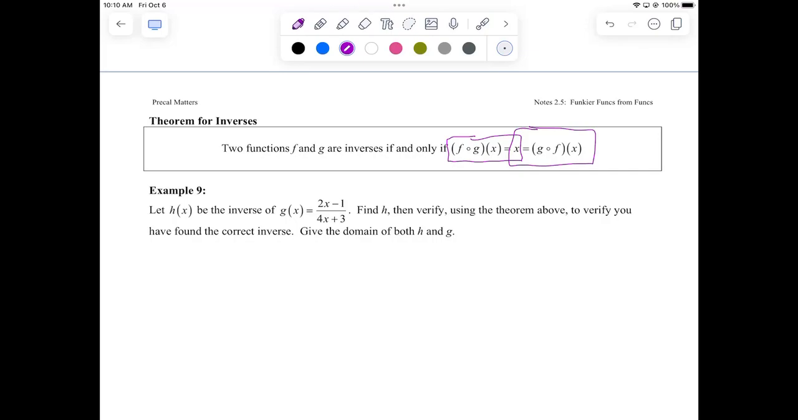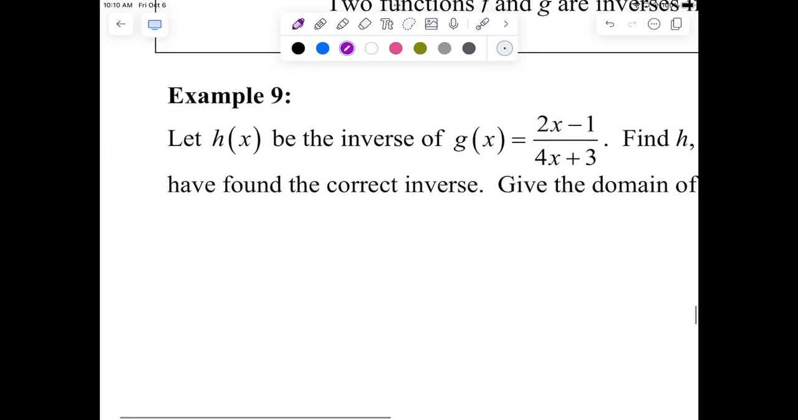Let's look at the last example here. We'll call it example 9. Let h of x be the inverse of g of x. So h of x is some function that undoes the work of g of x. We've got to find h and then, using the theorem above, verify that they are correct inverses. Give the domain for both h and g. Okay, we will. So step 1, since I'm going to have to use a lot of space here, I'm going to come over here on the far left side, and I'm just going to rewrite g of x. It's 2x minus 1 over 4x plus 3.